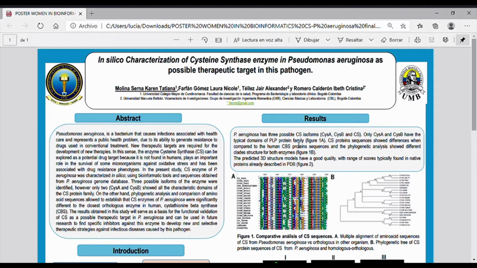Molina, Ibeth Romero and Jair Téllez from Colombia, which is titled In Silico Characterization of Cysteine Synthase Enzyme in Pseudomonas aeruginosa as Possible Therapeutic Target in this Pathogen.